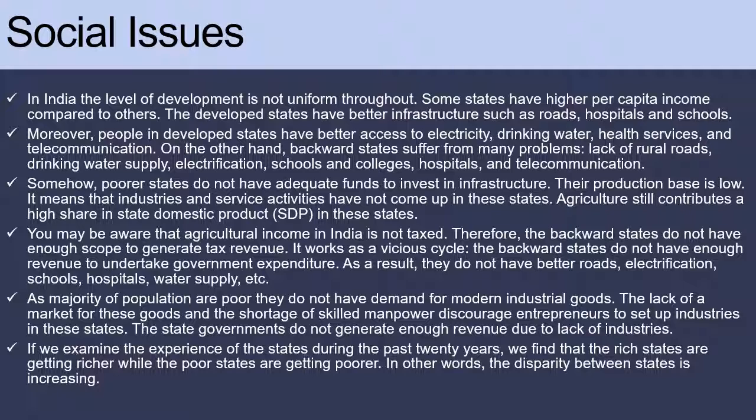It works as a vicious cycle. The backward states do not have enough revenue to undertake government expenditure. As a result, they do not have better roads, electrification, schools, hospitals, water supply, etc. As the majority of the population are poor, they do not have demand for modern industrial goods. The lack of a market for these goods and the shortage of skilled manpower discourage entrepreneurs from setting up industries in these states. The state governments do not generate enough revenue due to lack of industries.